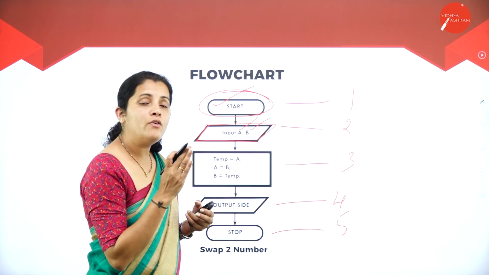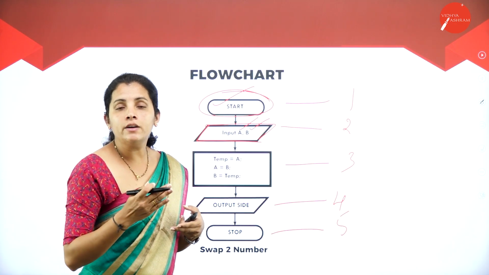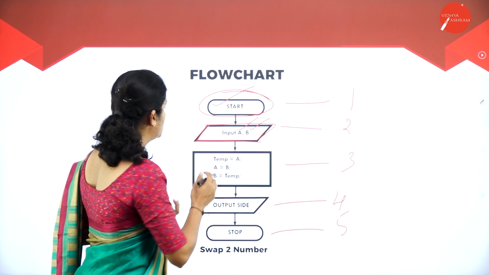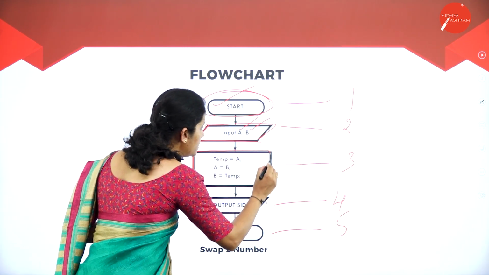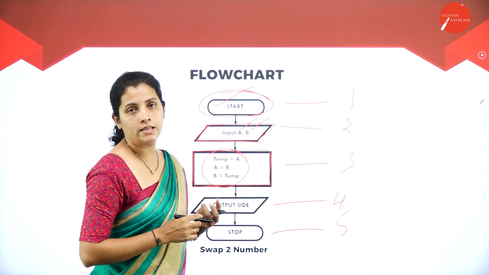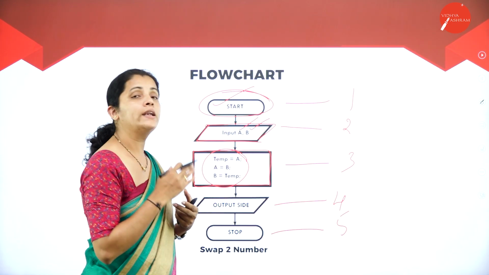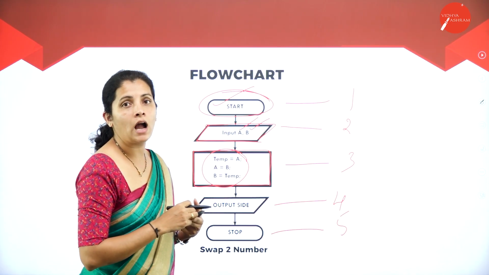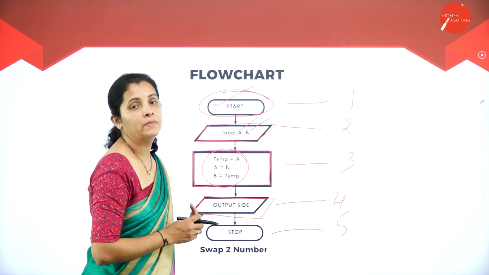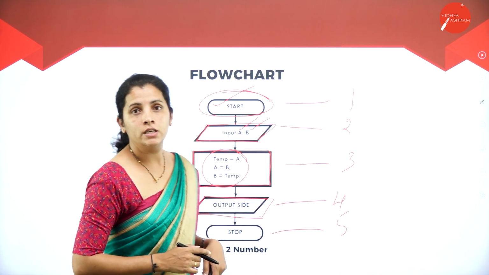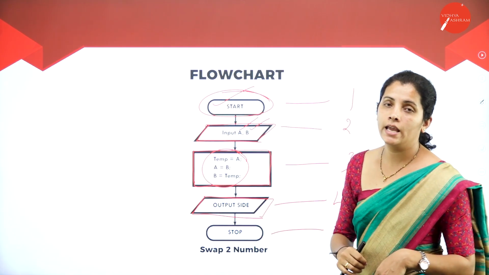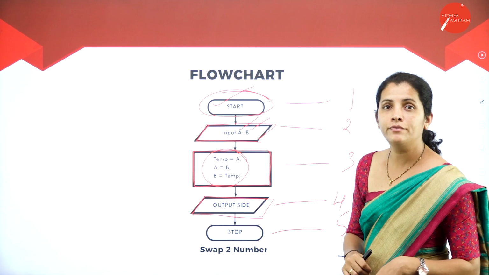Then I want to perform my calculation. What kind of calculation here? I'm going to interchange both the values. So I'm going to use a rectangle box and write all the calculation part inside the rectangle. Then I want to display my output. That should be written inside the parallelogram, and at the end I'm going to terminate my program. So this is the way I can construct or draw the flowchart.